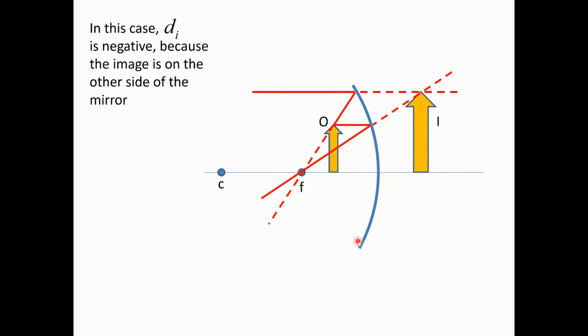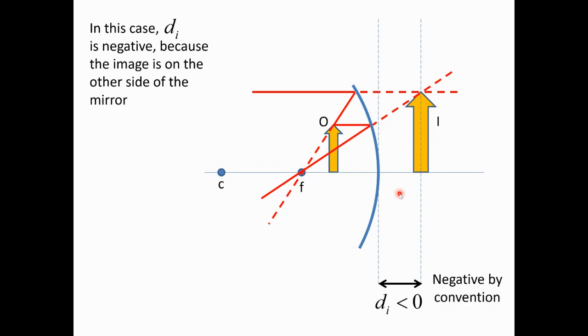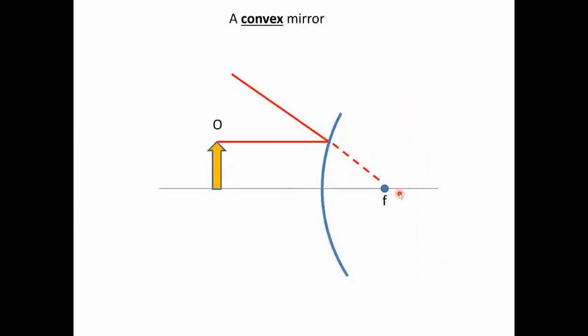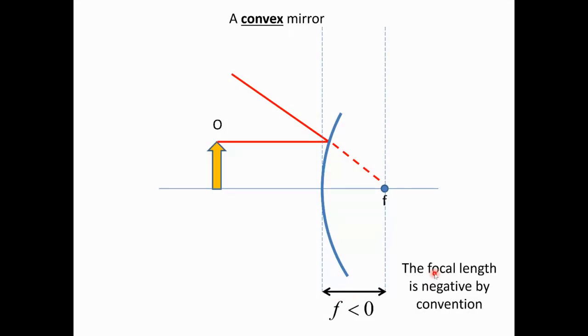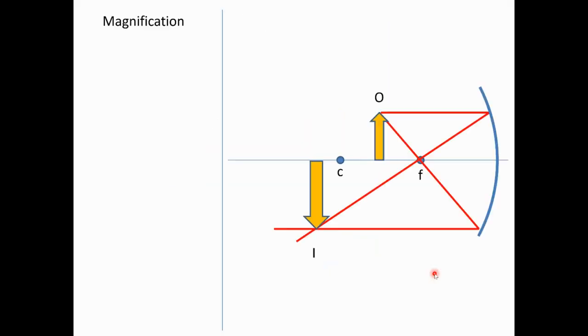Whereas in this case, when we had the convex mirror, the focal point was positive. The object distance is positive. The image distance is negative because it's on the other side of the mirror. By convention, this distance is considered negative. For a convex mirror, the focal point is behind the mirror, and so that's considered to be negative. The focal length is negative by convention.